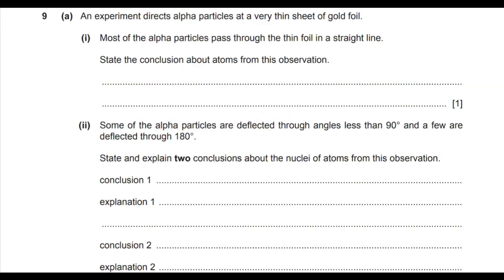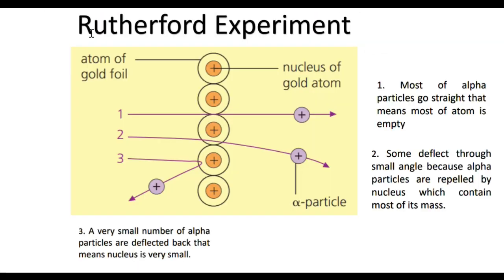Question number 9 says, an experiment directs alpha particles at a very thin sheet of gold foil. First part, most of the alpha particles pass through the thin foil in a straight line. State the conclusion about the atoms from this observation. So they're actually talking about the Rutherford experiment, in which Rutherford directs some alpha particles towards a gold foil. Alpha particles have positive charge. Most of the alpha particles will go straight, passing through the gold foil. That means most of the atom is empty.